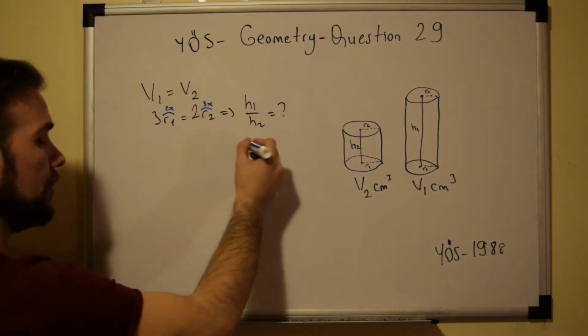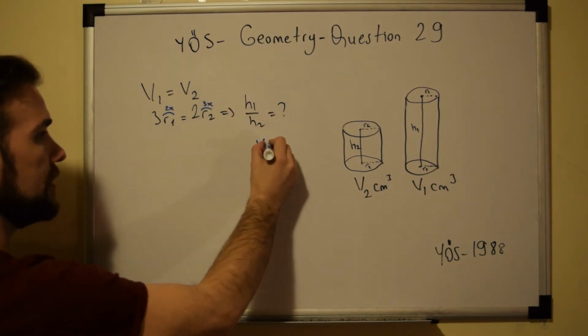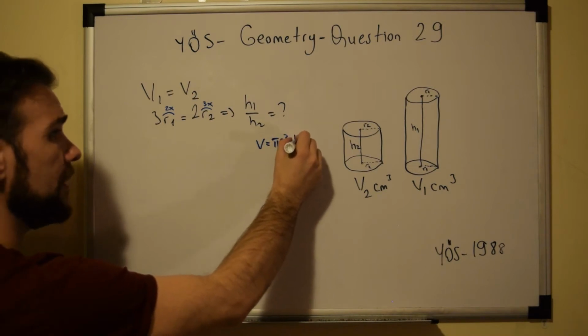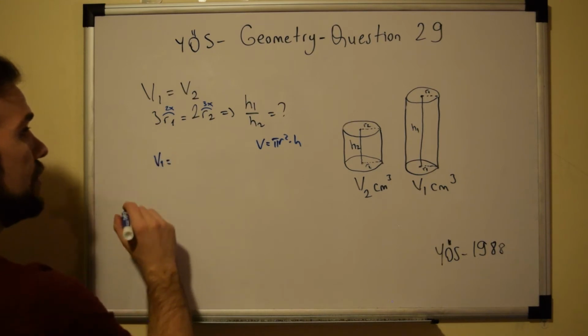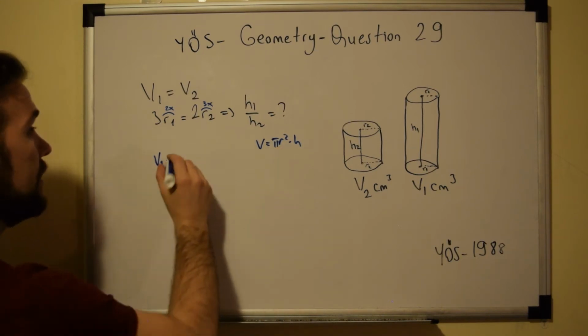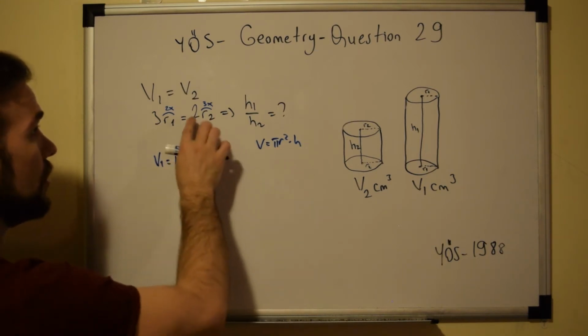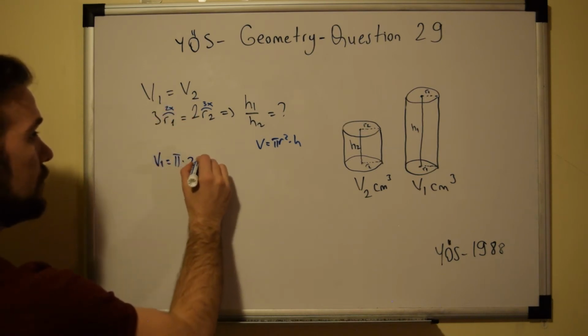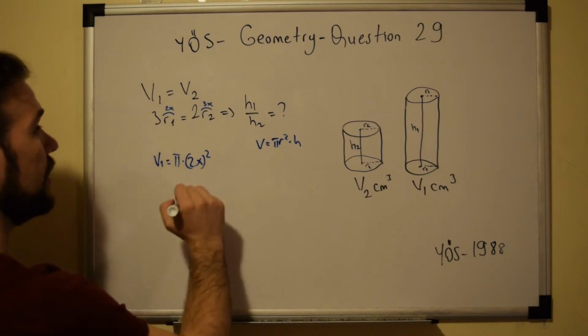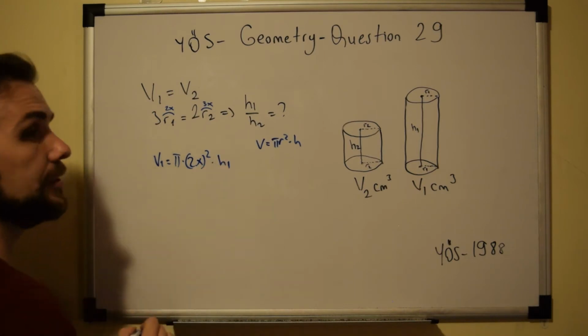What is the formula for volume? The formula is equal to pi R squared times height. Now, we have V1, which is equal to pi R squared times height. So we have pi times, what is R squared? Now we made R1 equal to 2x, so we have 2x squared times height 1.